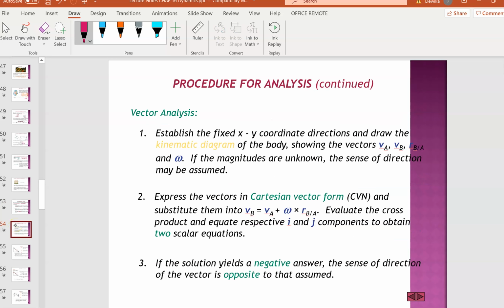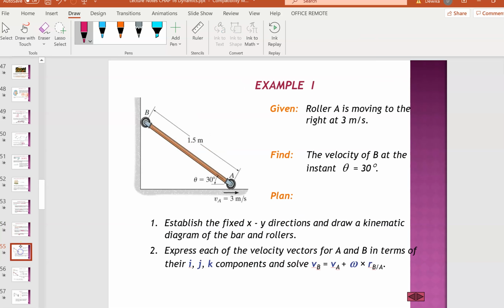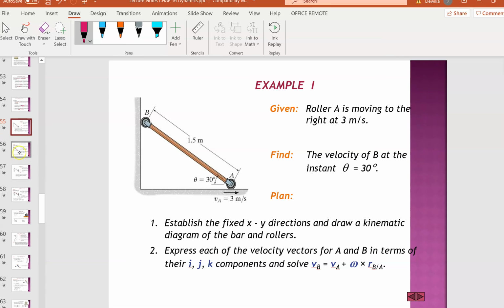Whereas for the vector, of course the same, you establish the coordinate, you draw the kinematic diagrams and also the kinetic diagrams, and then you express it in the Cartesian vector form. Yeah, Cartesian vector form, and then evaluate the cross products. This part is actually cross product, and if the solution yields a negative answer, the direction is in the opposite side. So let's solve a question from here.